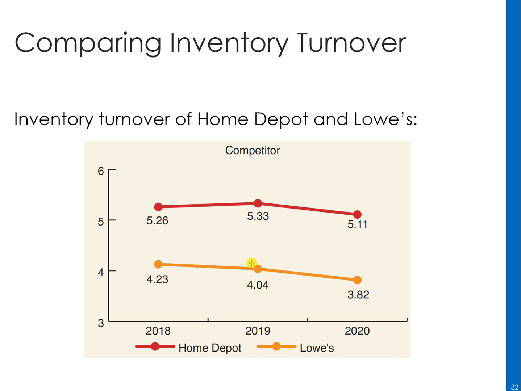Right, this shows results for Home Depot and Lowe's. This is consistent with the gross profit margin lines. It looks like Home Depot is slightly more efficient than Lowe's in terms of inventory turnover, right?